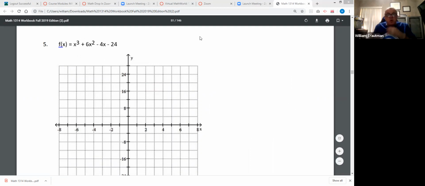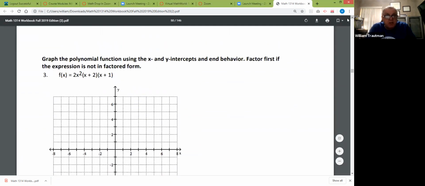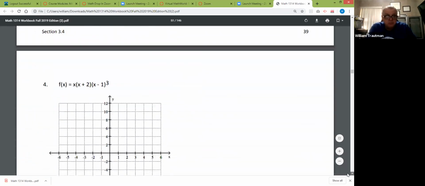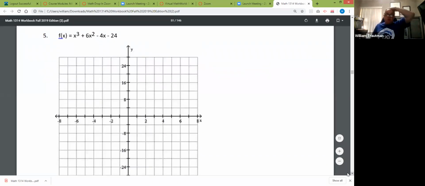So remember what the problem said up here, and I'm going to go back up. Let's read this one. It says, graph the polynomial using the x and y intercepts and end behavior. So just the x and y intercepts and the end behavior, factor each expression. Well, both of these expressions were factored for us. Number 5 is not factored for us, so we have to factor number 5. And if you look, can anybody tell me what method I would use to factor this one, number 5?